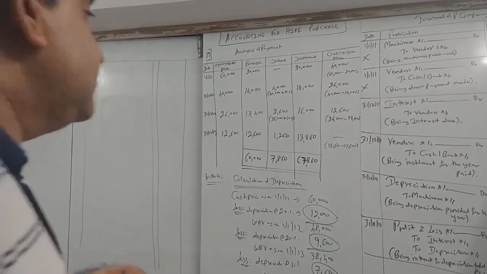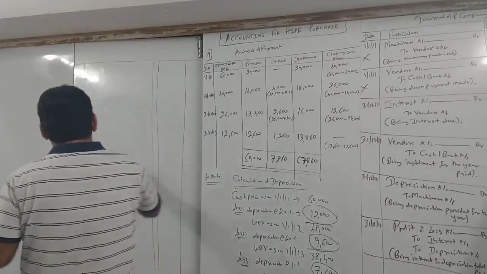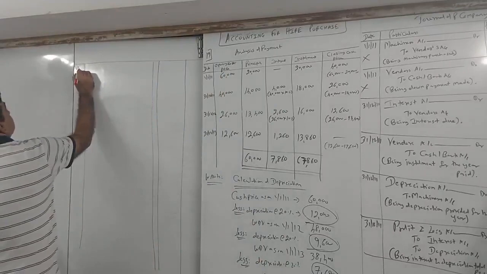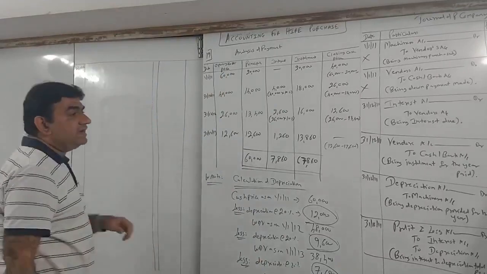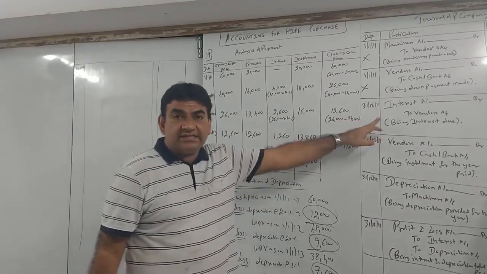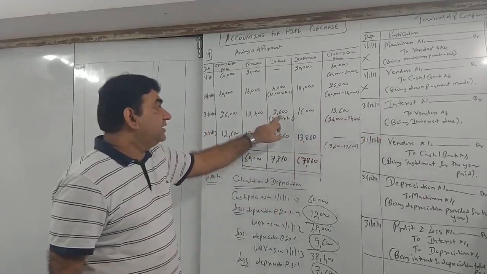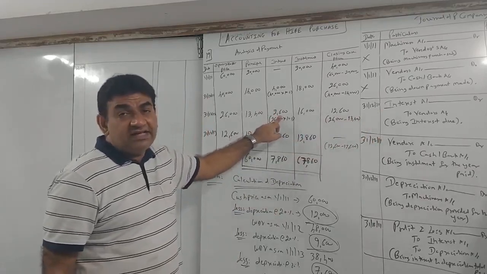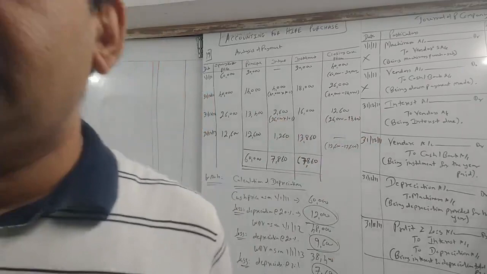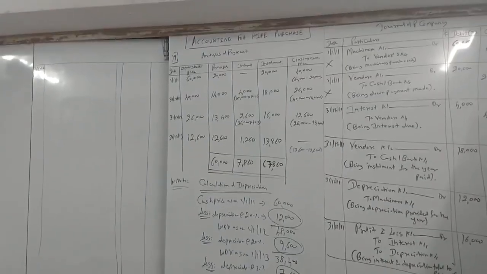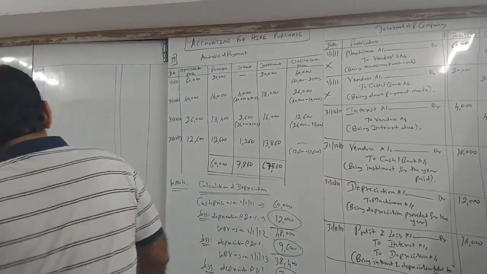Okay? 31st December, year 11. Now I take the next, 31st December, year 12. Again, I have to repeat this. Interest. What is my interest for the 2nd year? 2,600, payable to the vendor. I hope it is clear, no? Yes, payable to the vendor.